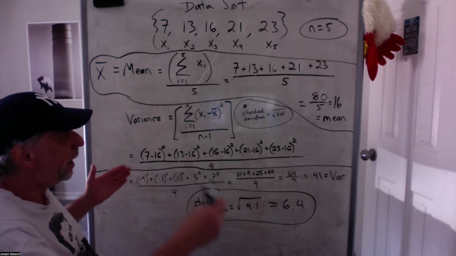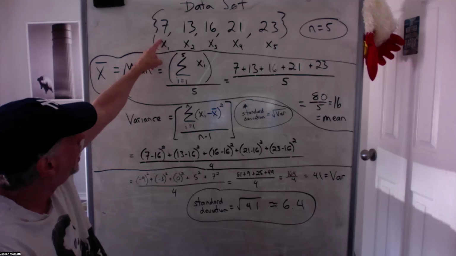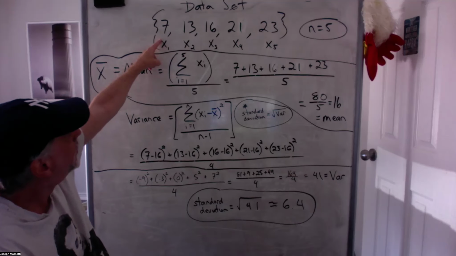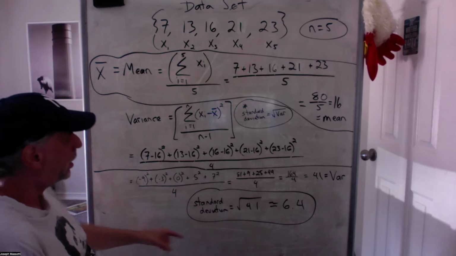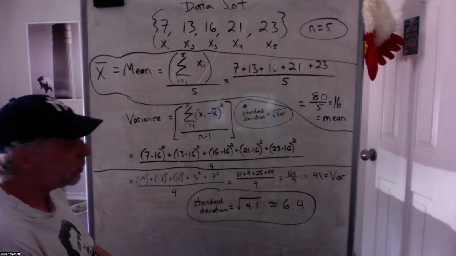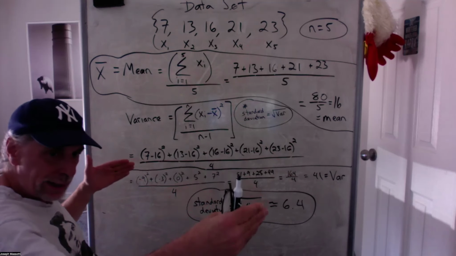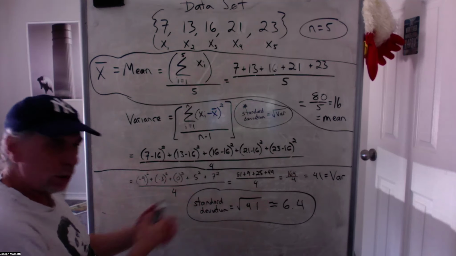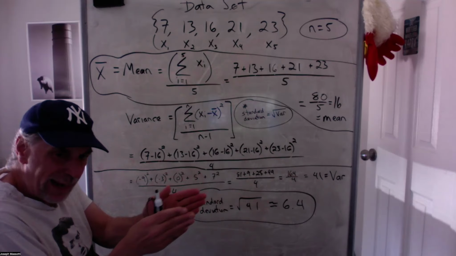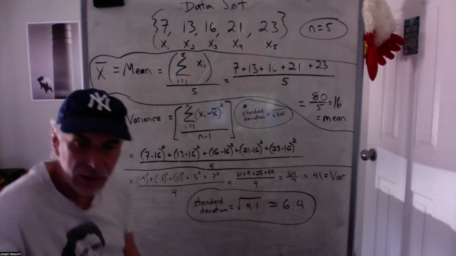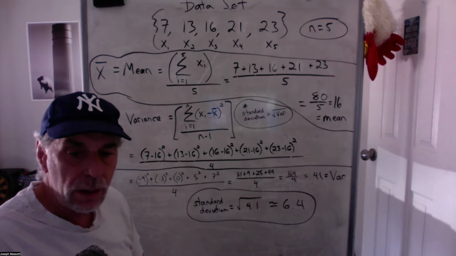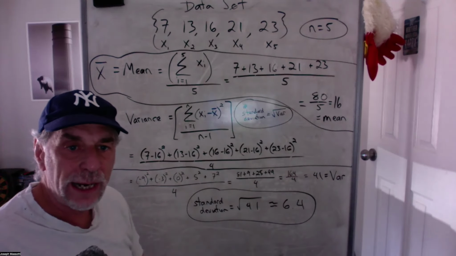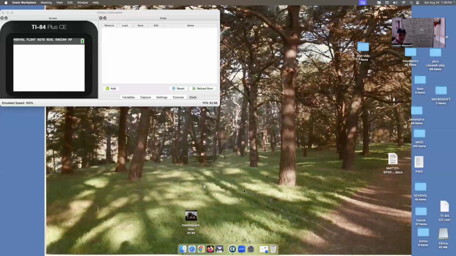So this is a measure of how spread out the data is. Here we see we have a minimum value of 7, a maximum value of 23. There's only 5 values. The larger the standard deviation, the more spread out the data is going to be. The smaller the standard deviation, the more packed together the data is going to be. So let's look at how to do this on the calculator so that you never have to do it by hand again.